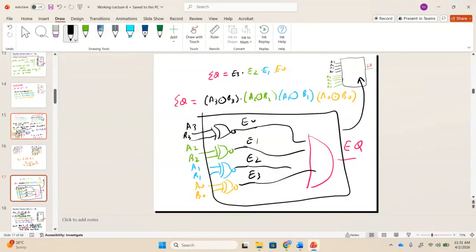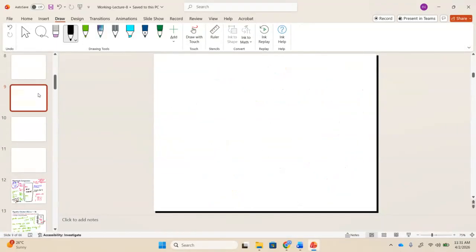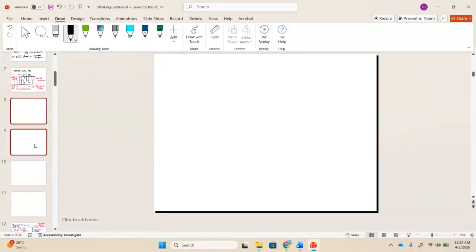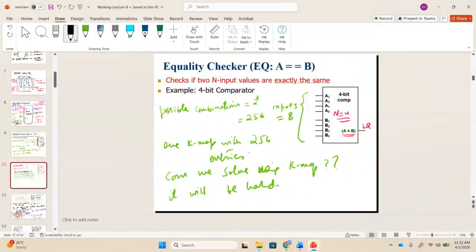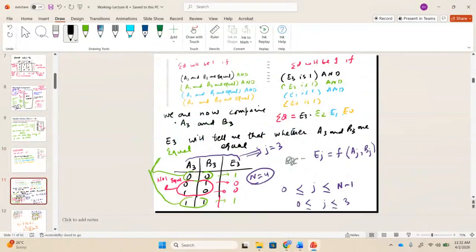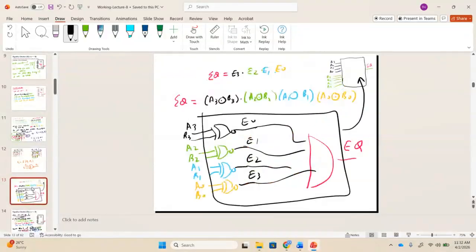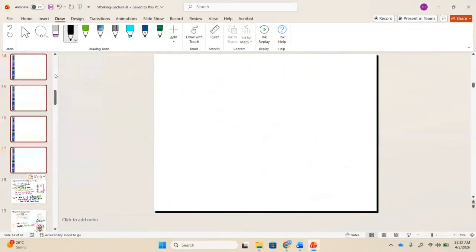Should we proceed? Yes, students. Is this clear or not clear? Clear, Professor. Yes, clear. Very good. So now it's clear. Can you see here? We can now use this.